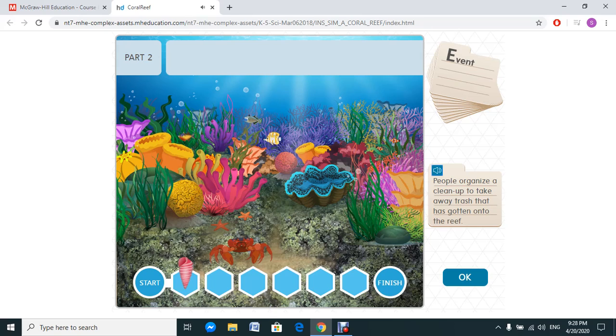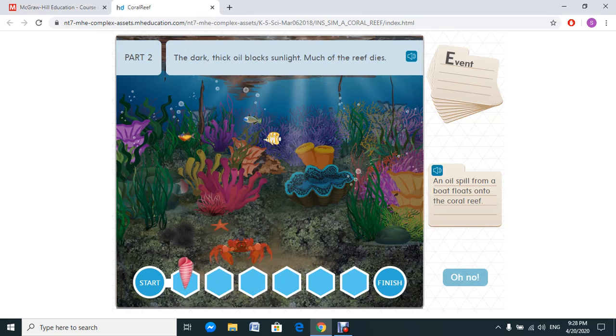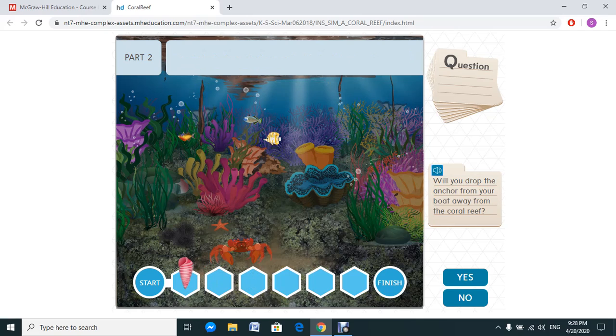Yes, so some people can clean up some coral reefs so some animals can move easily inside of them. The third one, event. Yes, so it was clean, it was beautiful. Some oil spills and it destroys all the coral reef. Is this a good thing or a bad thing? Oh no, so it is a very bad thing that may happen. So we get back a little. Let's see another one. Question.